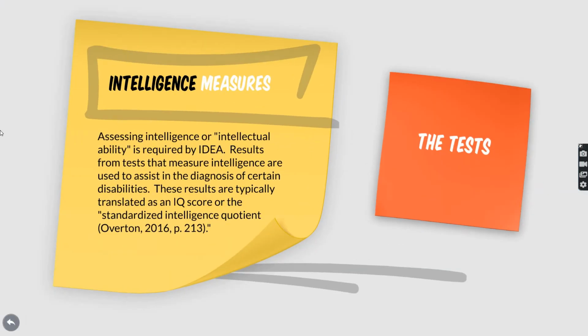Assessing intelligence. Intelligence measures. Assessing intelligence or intellectual ability is required by IDEA. Results from tests that measure intelligence are used to assist in the diagnosis of certain disabilities. These results are typically translated as an IQ score, or the Standardized Intelligence Quotient.